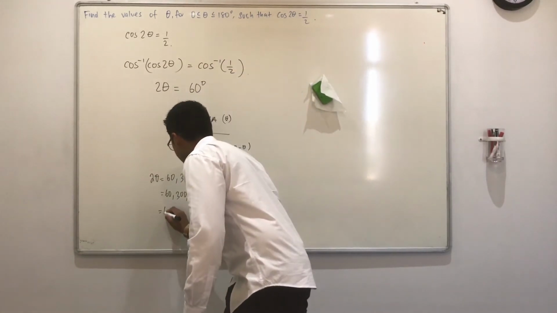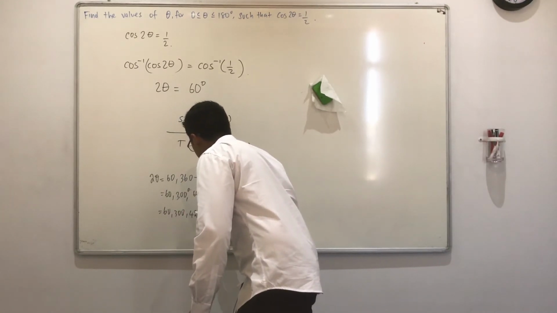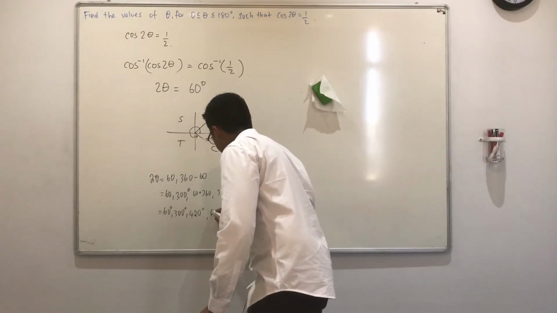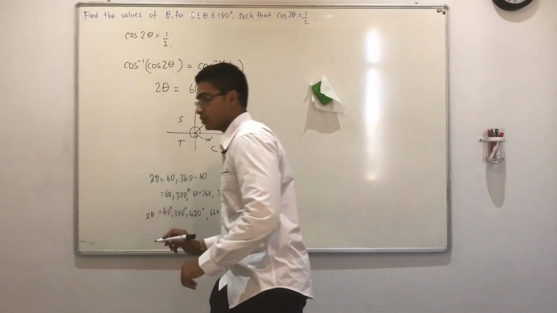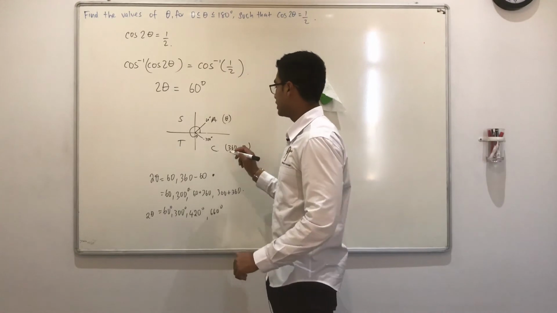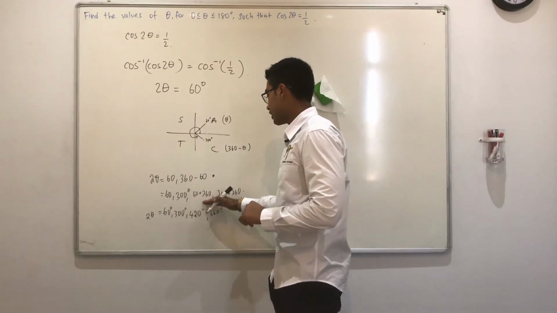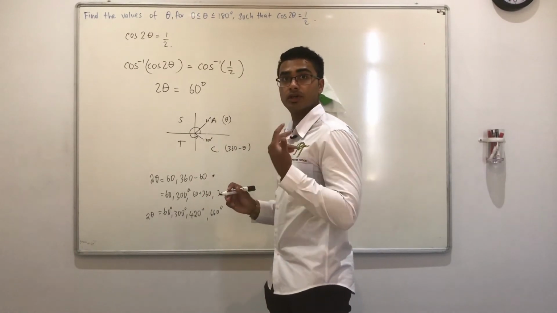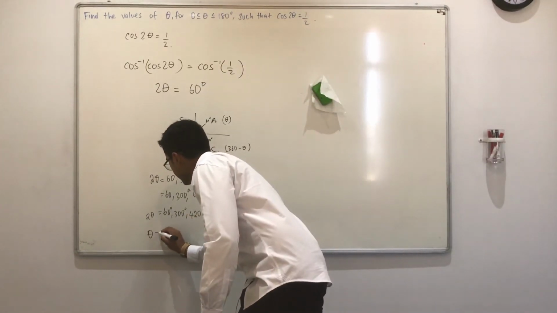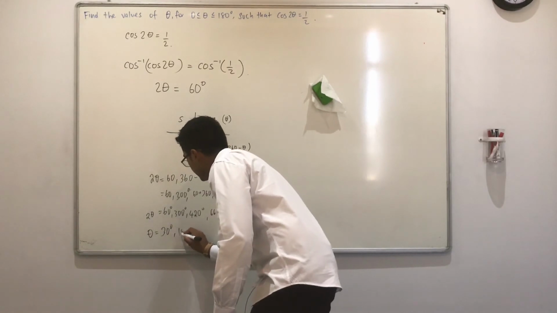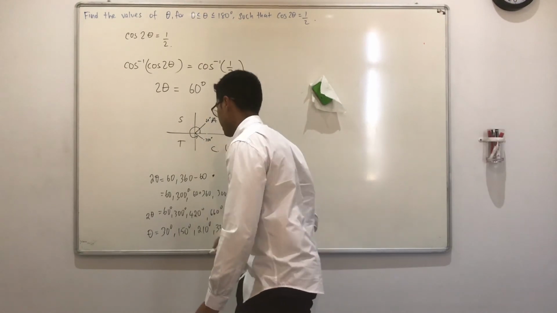So our final answer is 60, 300, 420 degrees, and 660 degrees. At this stage, then we can divide it by 2. A lot of students divide it by 2 earlier and then carry on with this step, but it's actually wrong, because you're going ahead. So you need to do everything methodologically, and now you can divide it. We get 30 degrees, 150 degrees, 210 degrees, and 330 degrees.